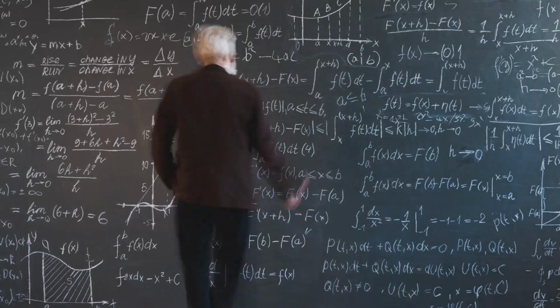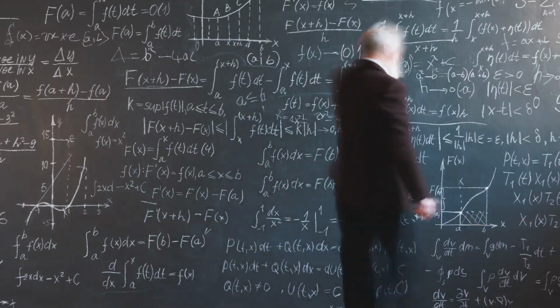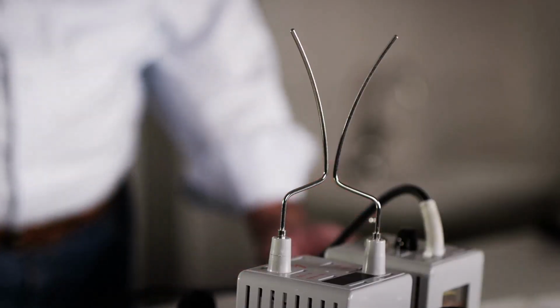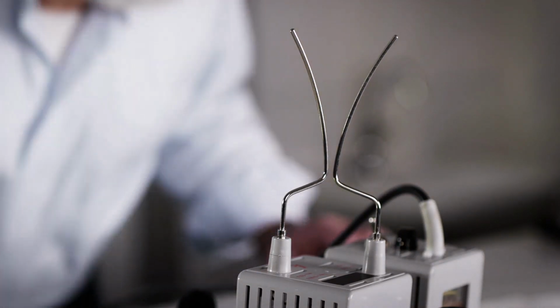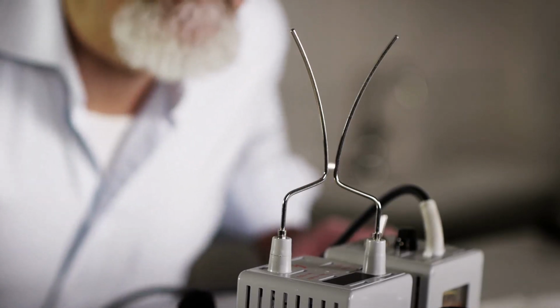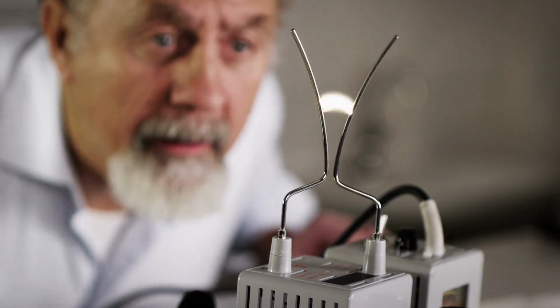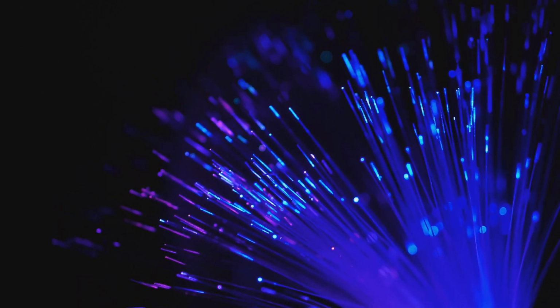Section 4, the Casimir effect, proof in the pudding. The Casimir effect is one of the most striking experimental confirmations of virtual particles. In 1948, Dutch physicist Hendrik Casimir predicted that two uncharged, perfectly conducting plates placed close together in a vacuum would experience an attractive force.